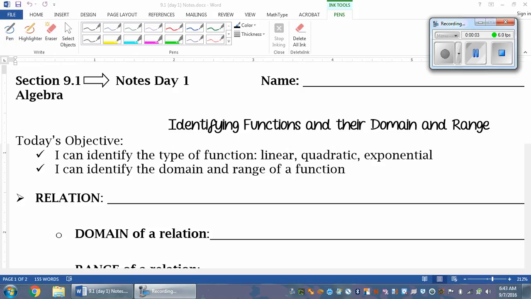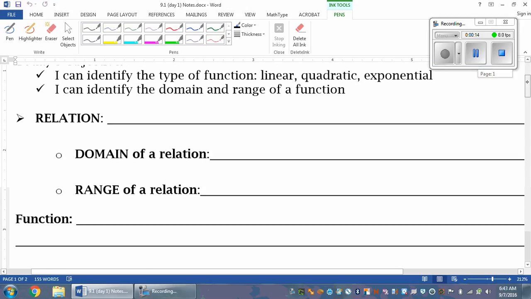Welcome back. Today we're going to be starting Unit 9, which is all about functions. First, we're going to talk about identifying functions and their domain and their range. Before we get started, we're going to start with a couple of different vocabulary words.